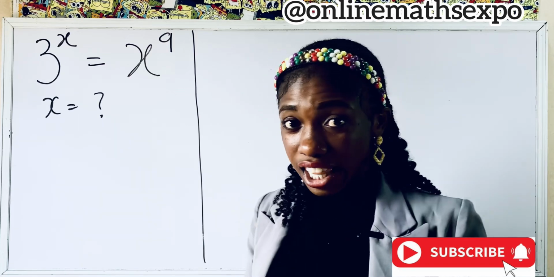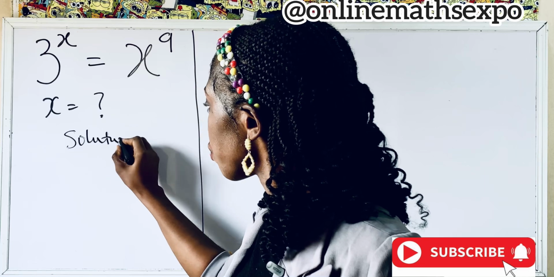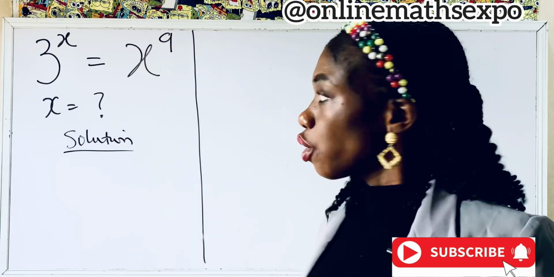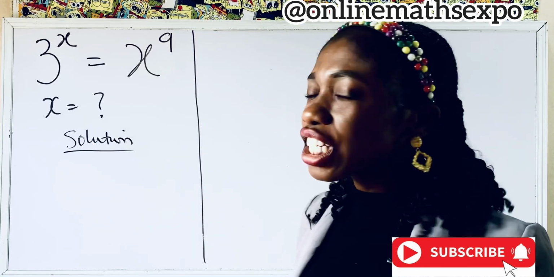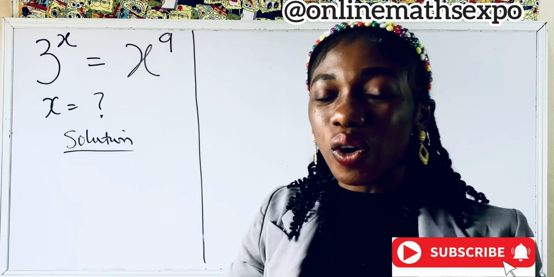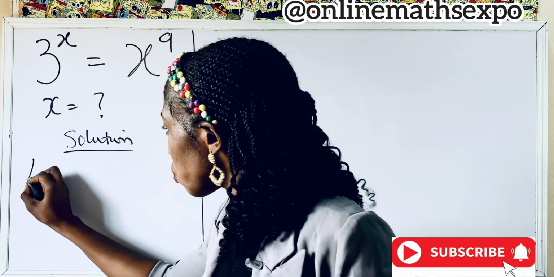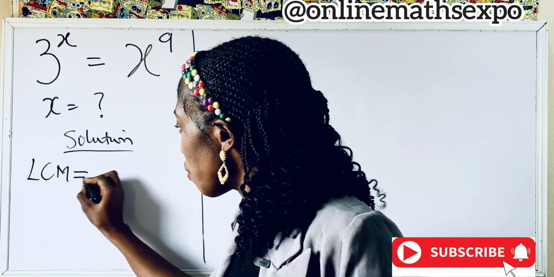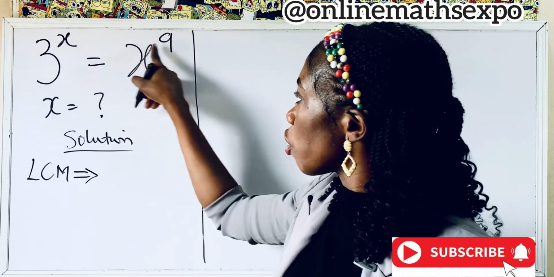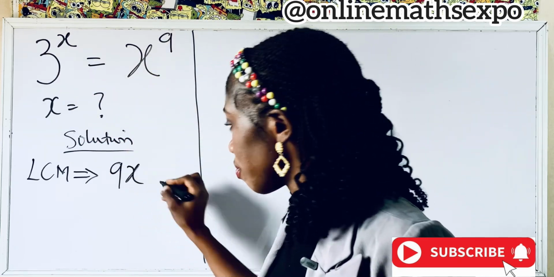Now let's do it together. It's very simple, okay? So we're going to begin with the solution. The first thing is to get the lowest common multiple of these two powers, which most people call the least common multiple, and we abbreviate as LCM. So the LCM of the powers will be the product, which is 9x.